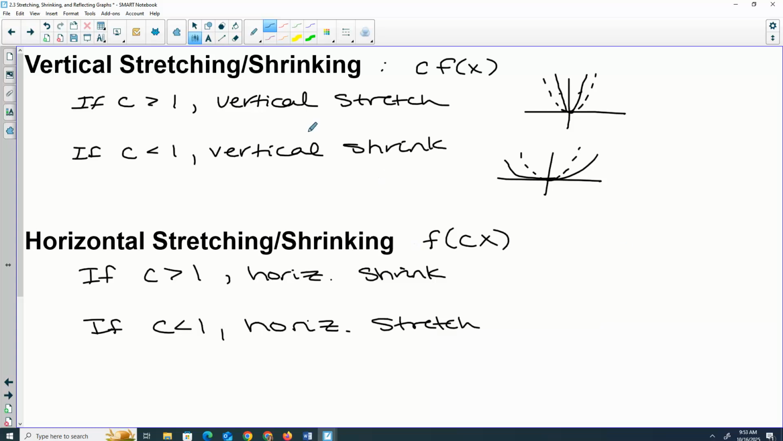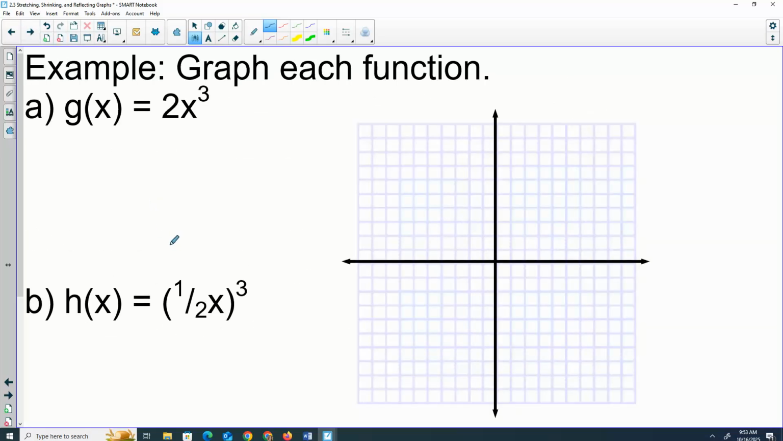All right, so let's practice using this. If I want to graph each of these functions, make sure we have our parent function. What is our parent function? X cubed would be our starting function. So what does x cubed look like? The chair. So 0 cubed is 0, 1 cubed is 1, 2 cubed is 8, negative 1 cubed is negative 1, negative 2 cubed is negative 8. That's dashed.